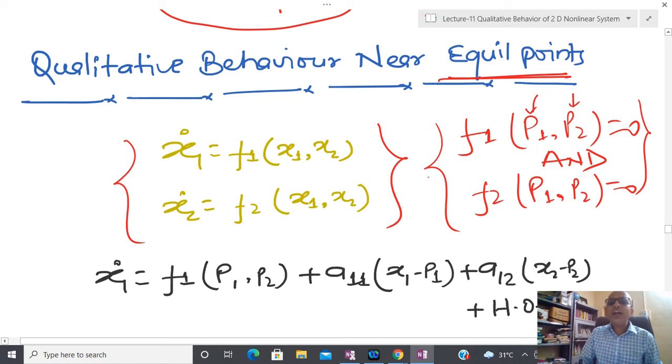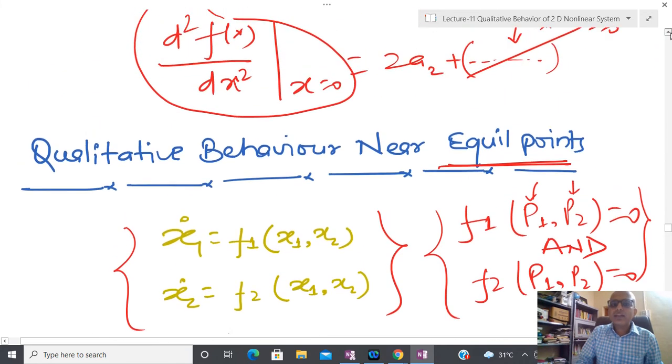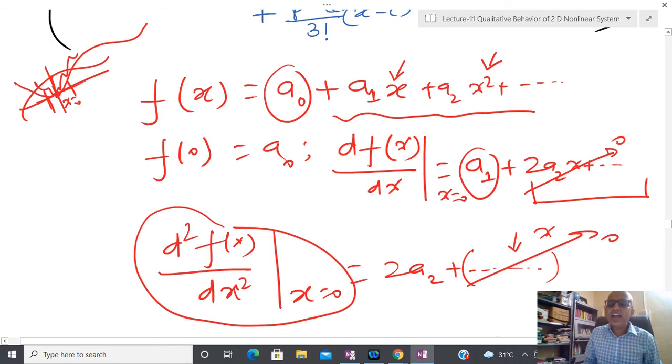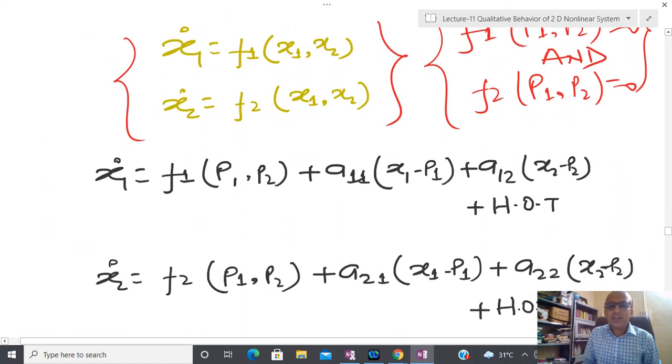Okay, now what I am going to do is apply the Taylor series. Initially we have seen that if I have just one variable, then the Taylor series is given like this. Suppose I have two variables, then I have a0, a1 times x minus p1 with respect to the first variable, and after that I have a2 times x minus p2 with respect to the second variable, and similar kind of things continue to higher order. I am not going to give the explicit expression for that.